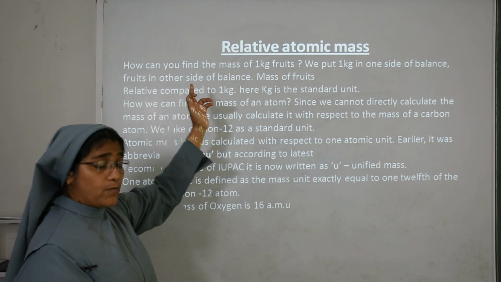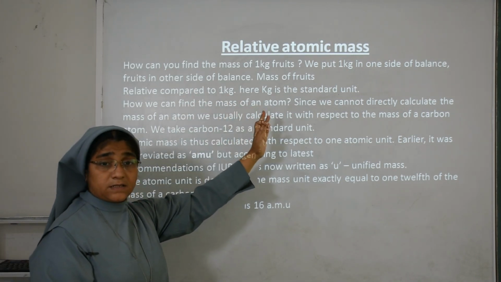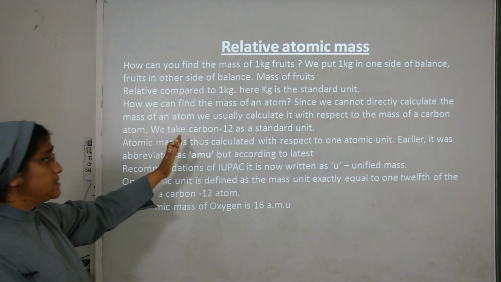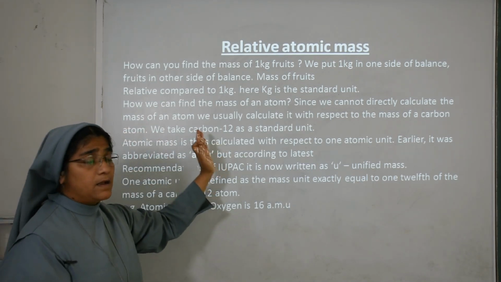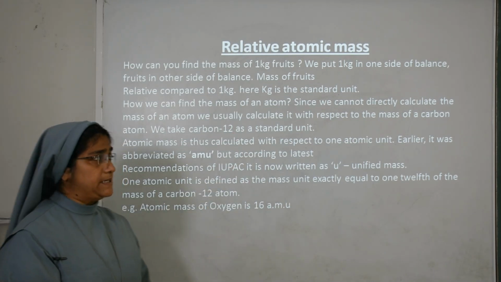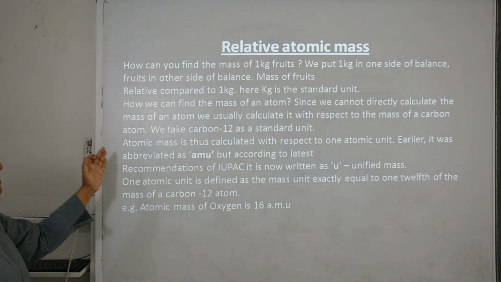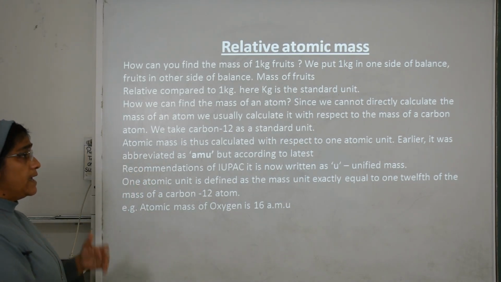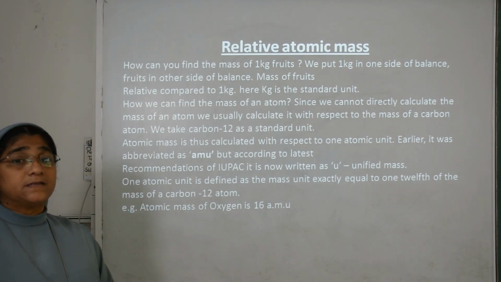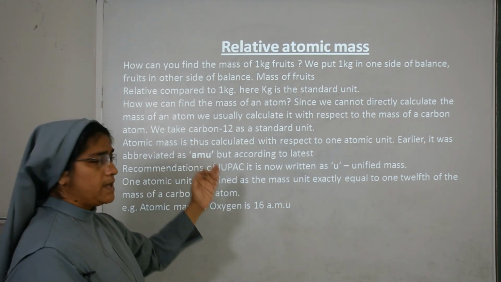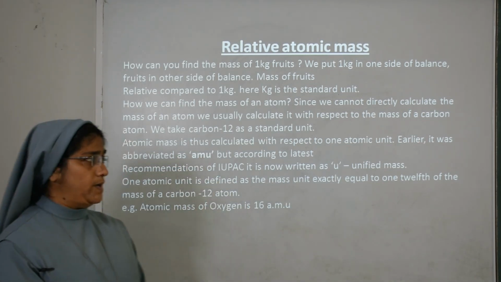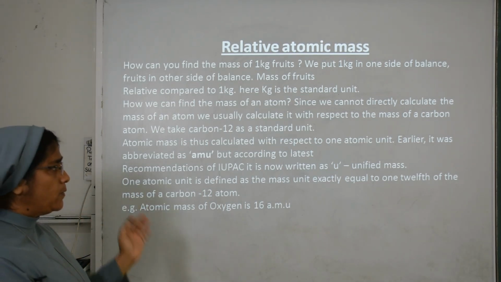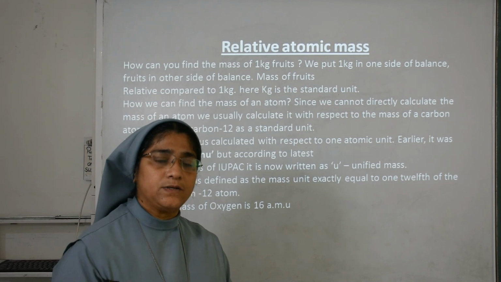In the case of fruits, the kg is the standard unit. In the case of atoms, to find the mass of the atom, we are taking carbon 12 as the standard unit. So atomic mass is calculated with respect to one atomic unit. Earlier it was abbreviated as AMU, which means atomic mass unit. Nowadays, according to IUPAC, it is written as U.